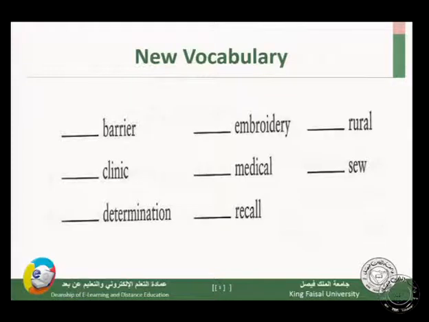Rural areas are areas that are outside the city, which can be here in Arabic, we can say القرى أو الأرياف. Sew means خياطة.